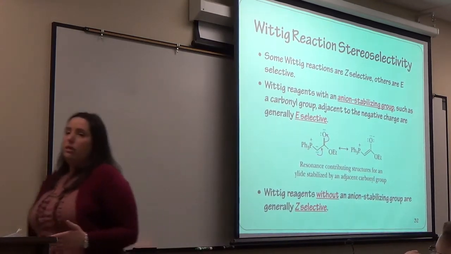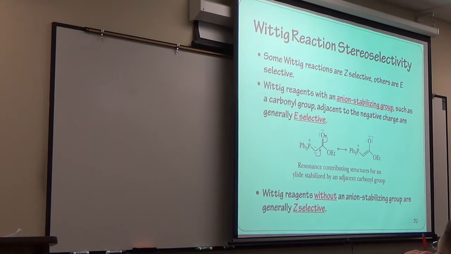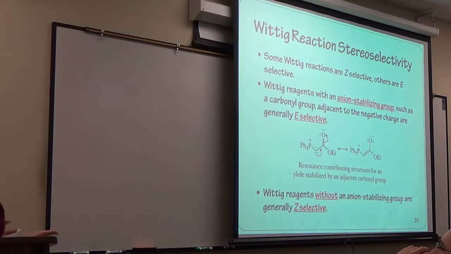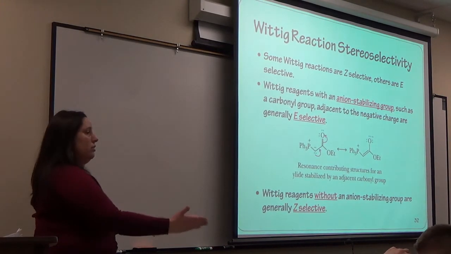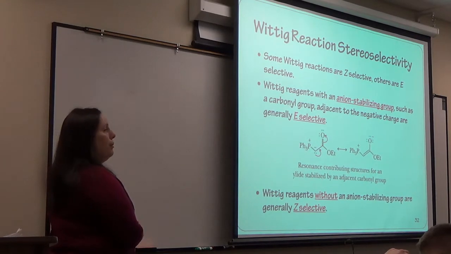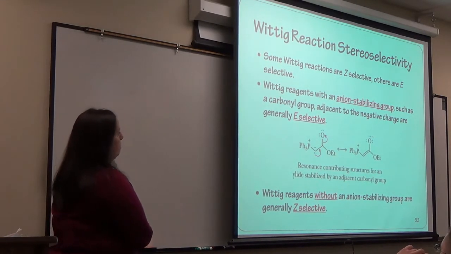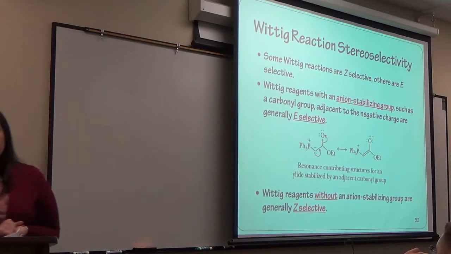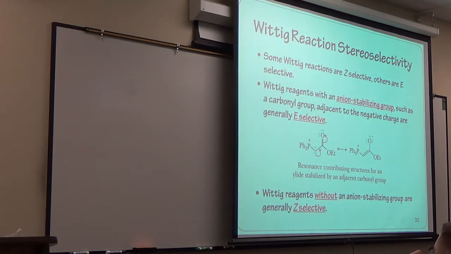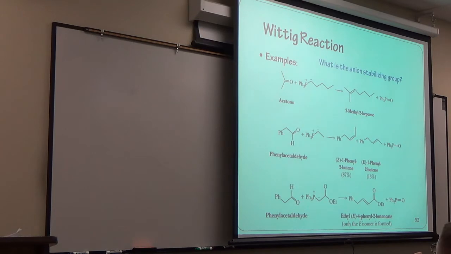So this is something to consider about these Wittig reactions. Pay attention to what's right next to, neighboring, that carbon of the carbanion. Okay, so this is the Wittig reaction. So again, what is the anion stabilizing group on this page?